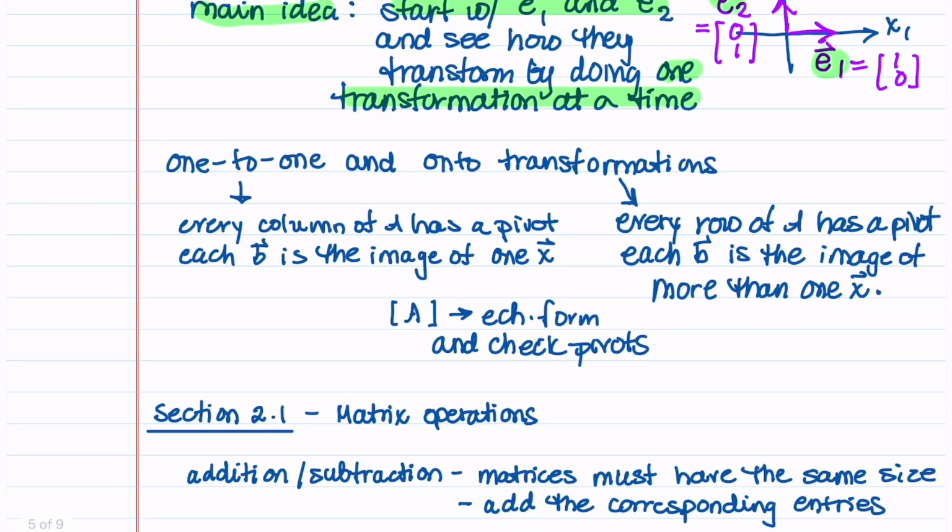The last topic that we looked at in this section was one-to-one and onto transformations. To determine if a transformation is one-to-one or onto, you're going to take your matrix A, reduce it to echelon form, and check your pivots. If every column of A has a pivot, that means that each B is the image of one X, and your transformation is one-to-one. If every row of A has a pivot, that means that each B is the image of more than one X, and your transformation is onto.